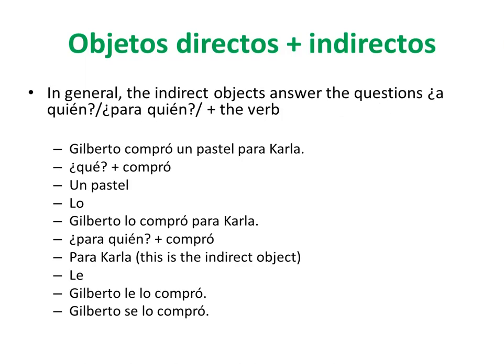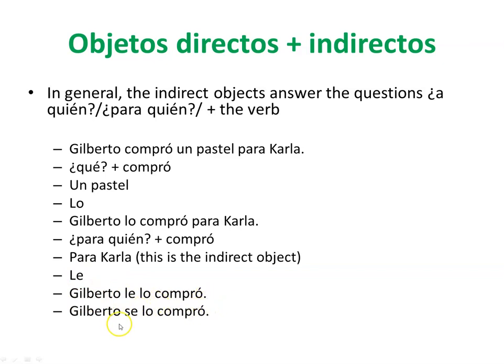So, Gilberto compró un pastel para Carla. ¿Qué compró? Objeto directo, un pastel. The pronoun that I'm going to use is lo. Gilberto lo compró para Carla. Ok, entonces, ¿para quién compró? Para Carla. This is the objeto indirecto, which is going to be a le. Gilberto le lo compró.